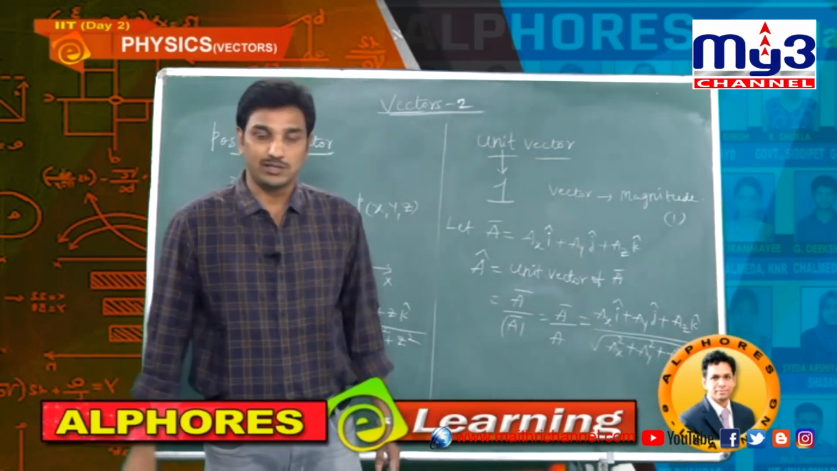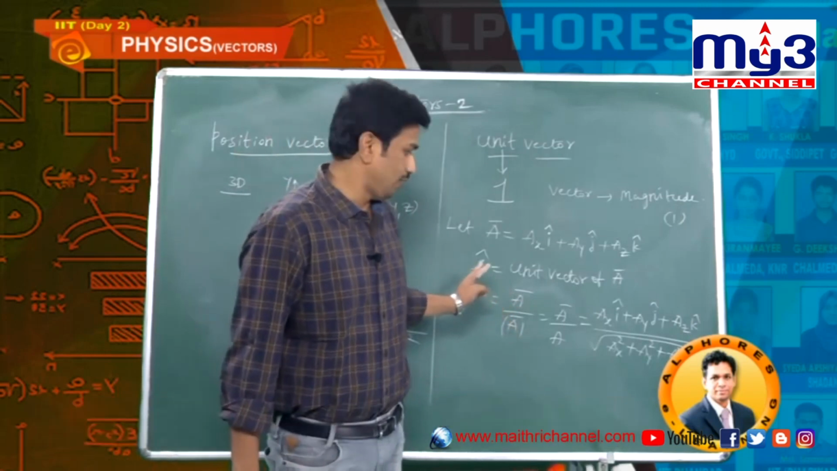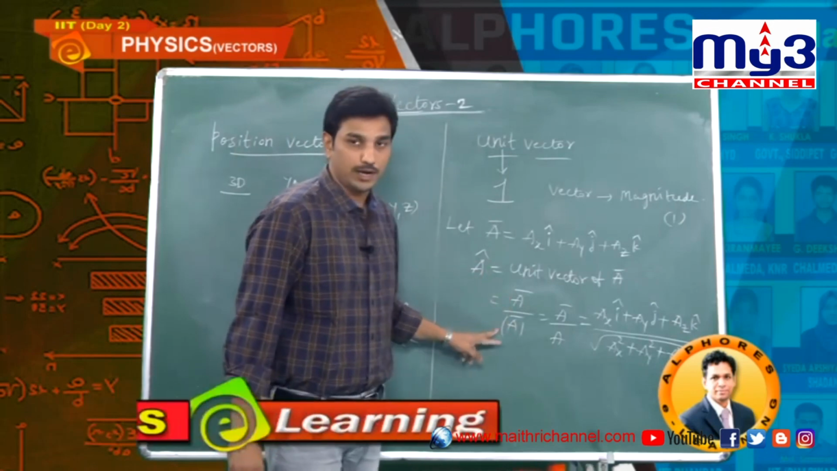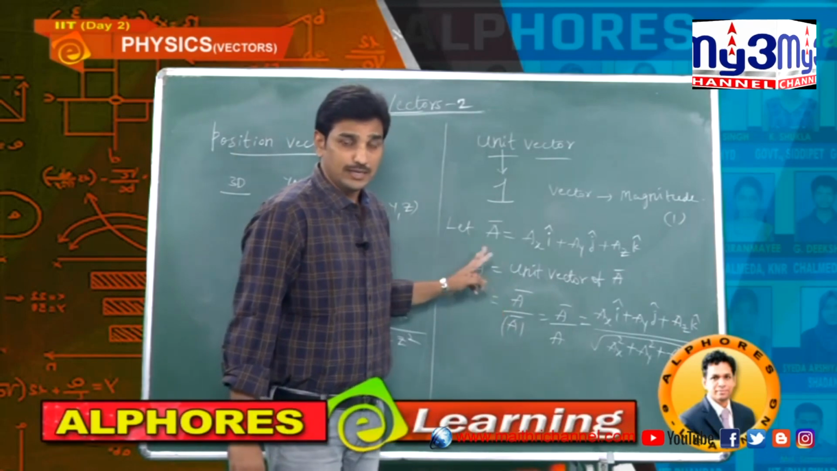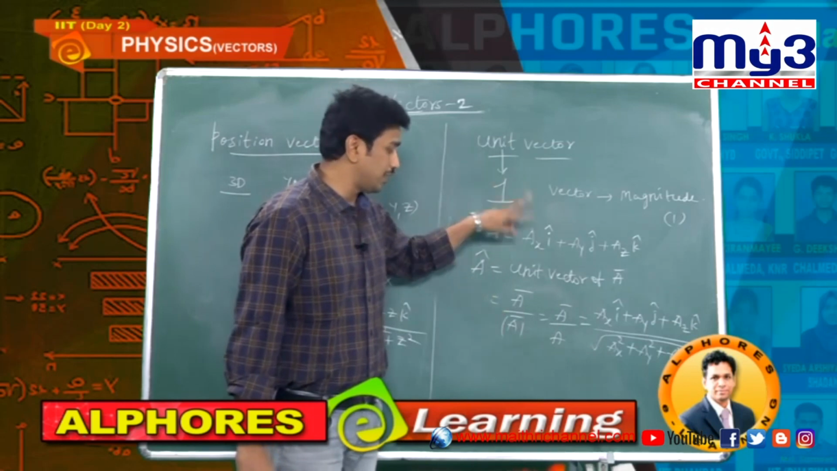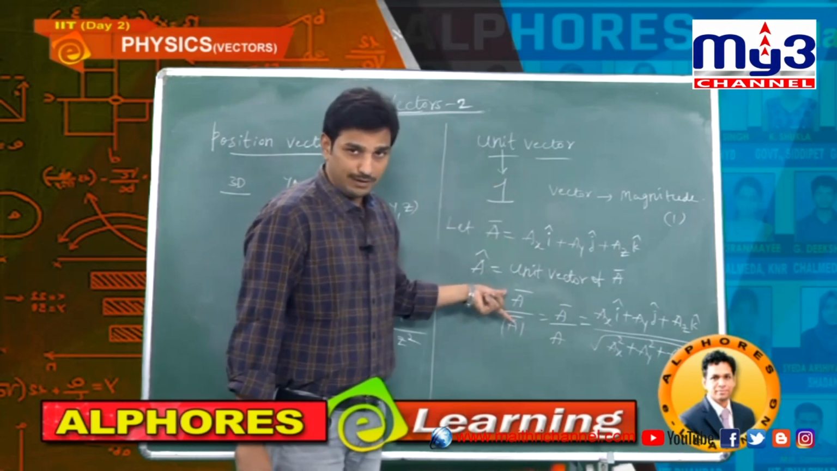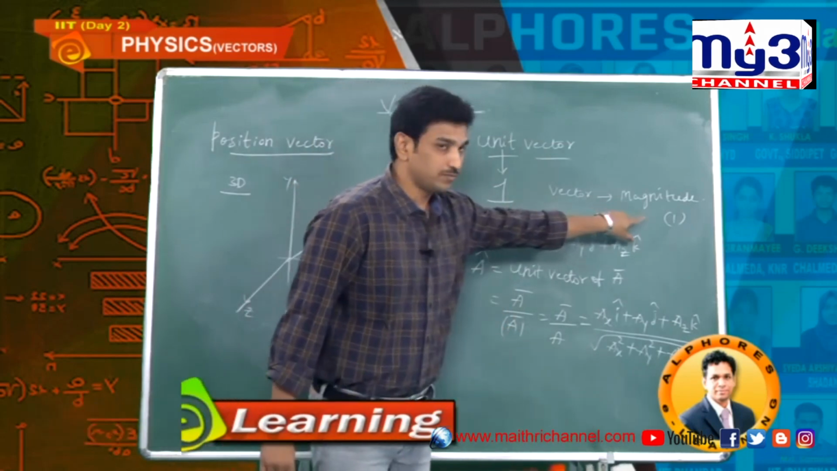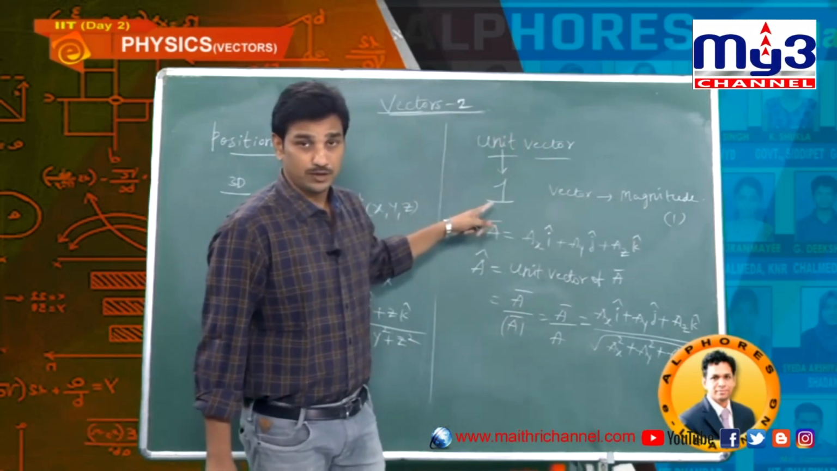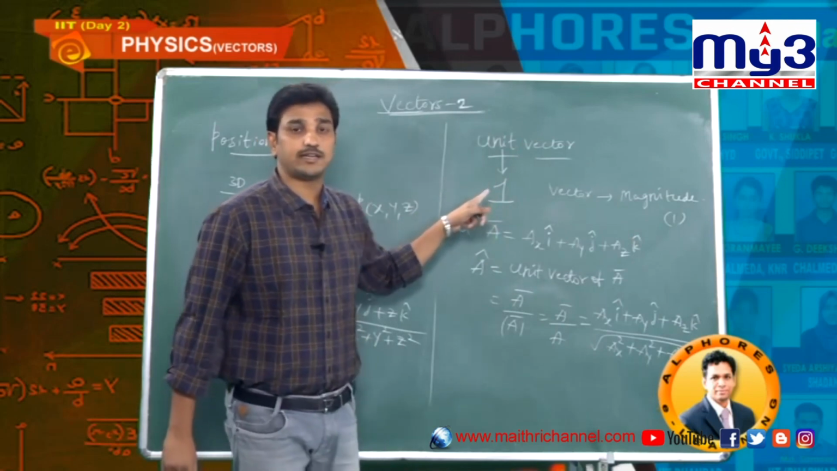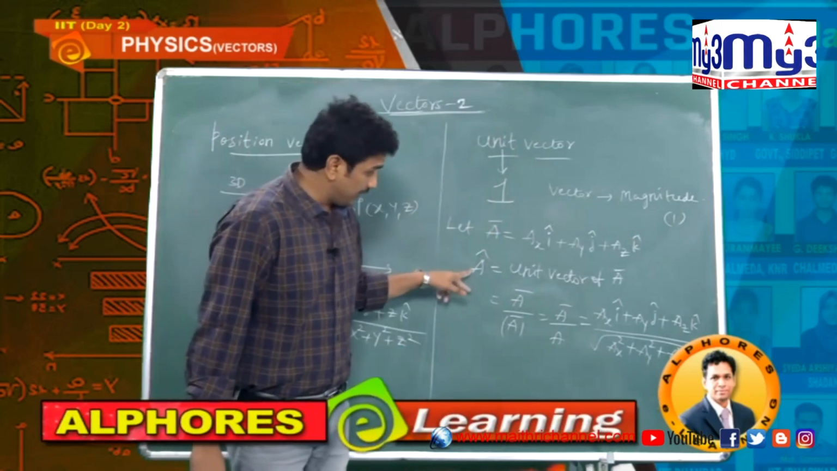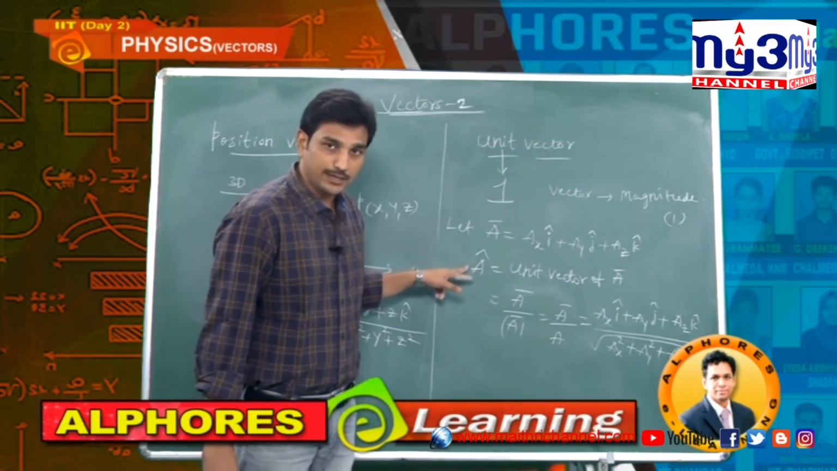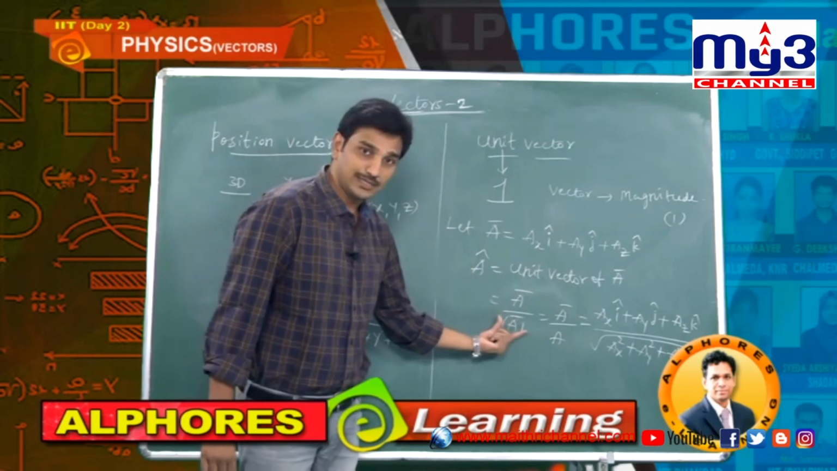Now you will have a doubt, sir, how and why we have taken A cap, the unit vector of A bar, as A bar by mod A bar? You will have a doubt. Now I will prove that this A cap magnitude is 1, then it will satisfy its definition. What is our definition? Unit vector magnitude 1. I am telling you this is the unit vector. If I prove this vector magnitude is 1, then this formula is right.